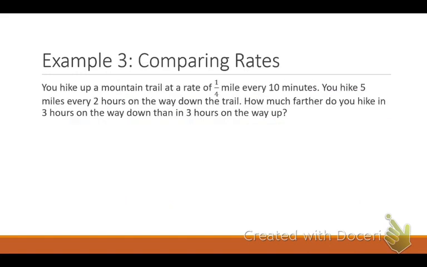All right, example 3. Now we're comparing rates. So here's basically the scenario. You hike up a mountain. What do you think is going to be faster, going up the mountain or going down the mountain? Down. Okay. So realistically speaking, we already know that we're going to go faster going down because we got momentum in our favor, right? But we don't know how much faster. So we need to figure out what is my unit rate going up and what is my unit rate going down, and then I can find the difference.